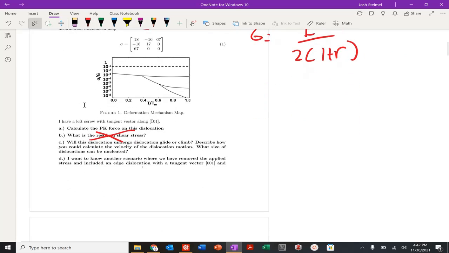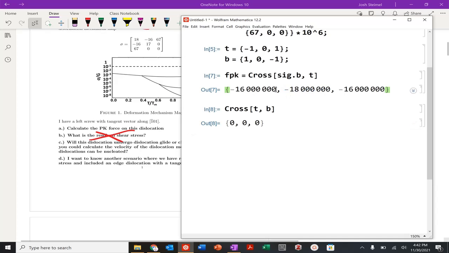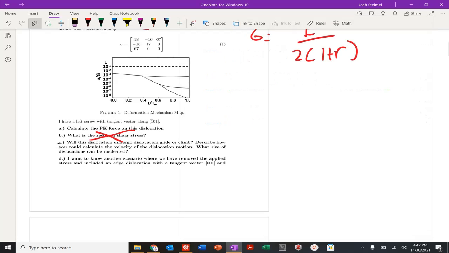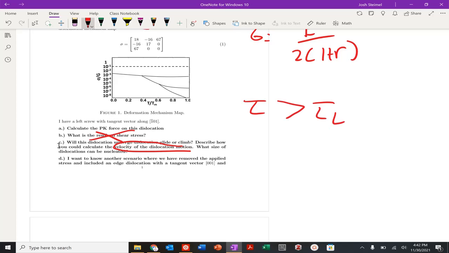So will the dislocation undergo dislocation glide or climb? How would you calculate the velocity of the dislocation motion? Again, for glide or climb, we can look at the component that's going to be moving along the Burgers vector. We have that PK force here, so we could see where it's going. If we have to calculate the velocity of the dislocation, we need to see: is our resolved shear stress tau greater than our lattice resistance, or is our tau less than the lattice resistance, LR?